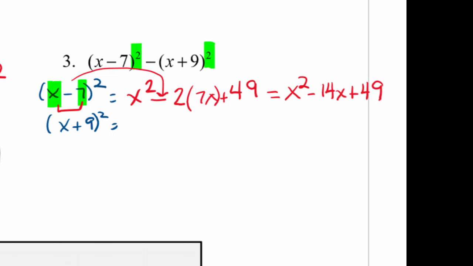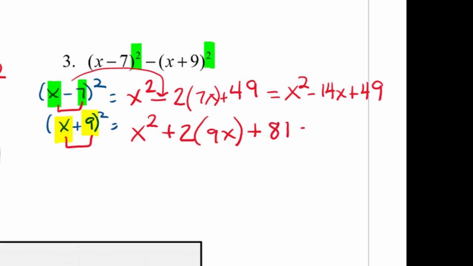Okay, well, let's do the next one. X, we're going to square that. The sign's going to match with a plus. We want double this product, 9 times x, double that, plus, and then we're going to square the 9, 81. So we get x squared plus 18x plus 81. Okay, we're halfway there because now we have to subtract these two.